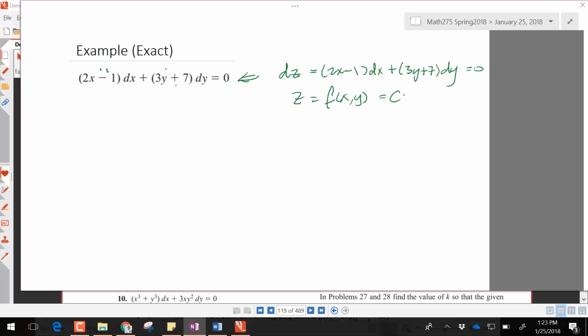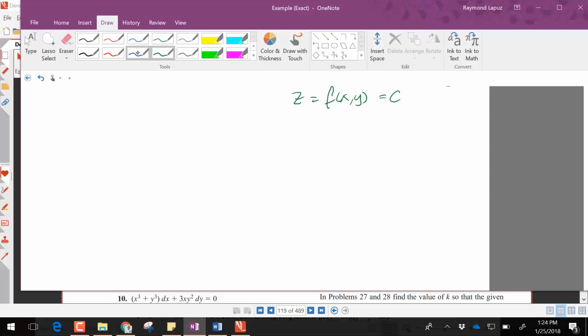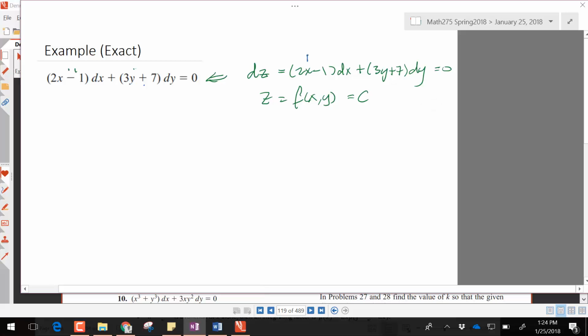So back to Michael's comment about this being a potential function. We're going to solve for this as if it was a potential function. So what we're saying here is that this function is equal to some constant. And we don't know what the constant is unless we have the initial conditions.